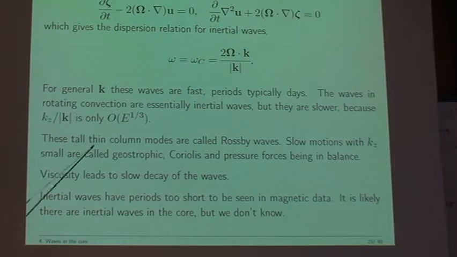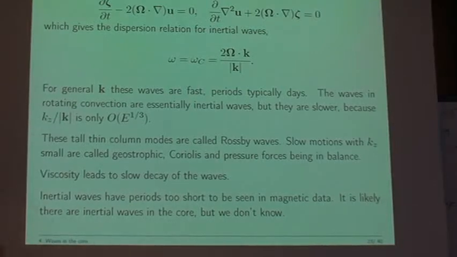So the tall, thin columns where k is small, that's the limit we were discussing before, of slow waves, and they're quasi-geostrophic. Motions with very small k are usually exactly geostrophic, because they have a balance between Coriolis and pressure forces.